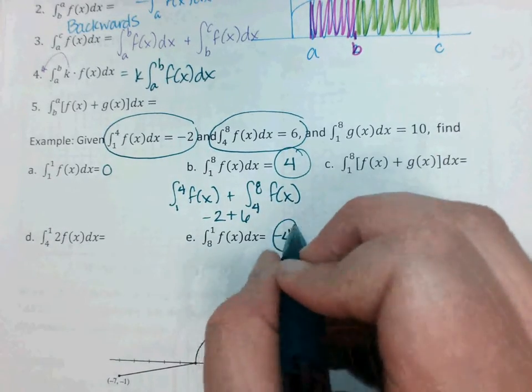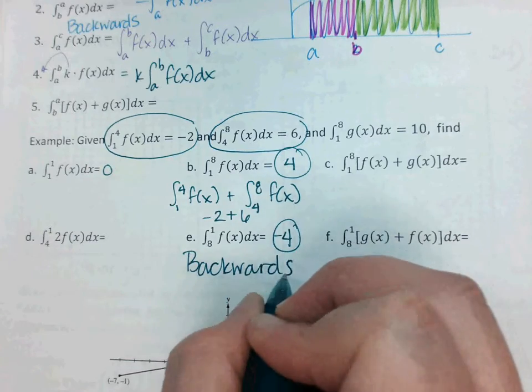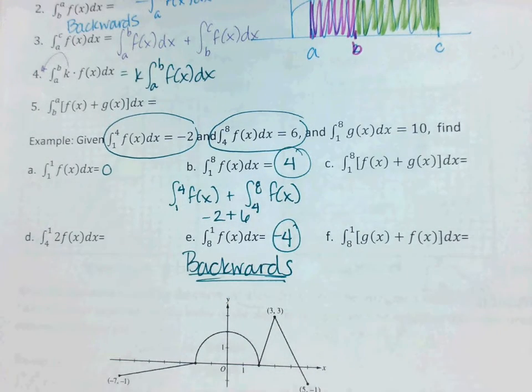-4. Because why? Because it's backwards. 8's on the bottom, it's supposed to be on the top. So if the regular integral is 4, then the backwards integral would just be -4. Okay? Then let's do D real quick. From 1 to 4, how big is it? -2. Then how much would it be from 4 to 1?